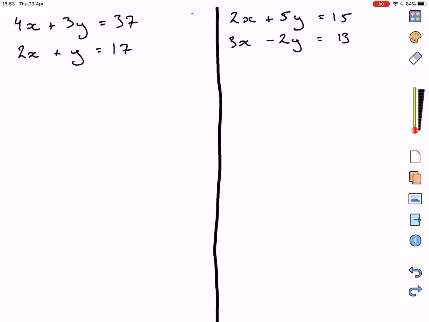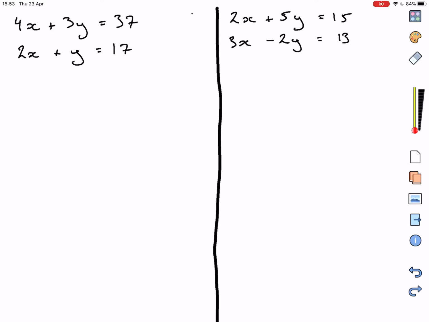Now the very first thing I need to check is whether we've got a matching pair of coefficients. That means the numbers before the x or before the y are the same. So the coefficients of x are 4 and 2, not the same. The coefficients of y are 3 and 1, again, not the same. So I need to do something to one of those equations to make them the same.